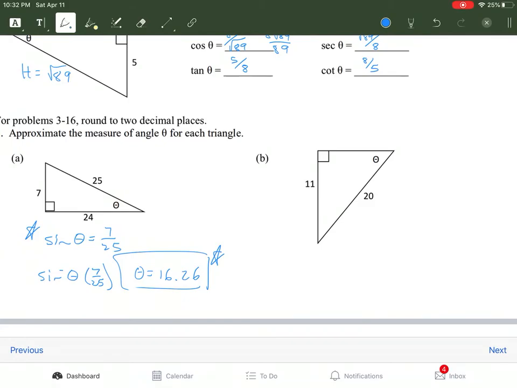All right, next. One of the problems people have with these types of questions, they're not sure which function to use. The problem tells you which function to use. So we have theta here. We have the opposite over the hypotenuse. That is the sine function. So the sine of theta is equal to 11 over 20. The inverse sine of 11 over 20, theta will be 33.37.